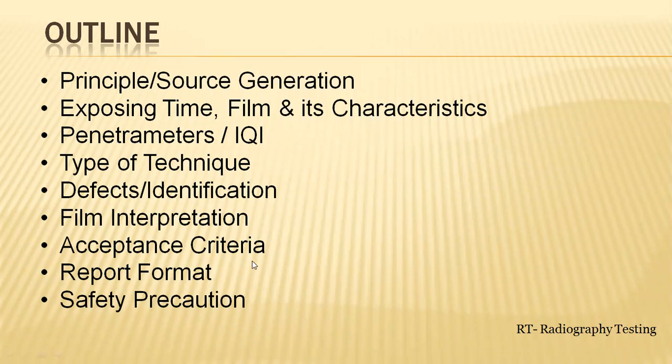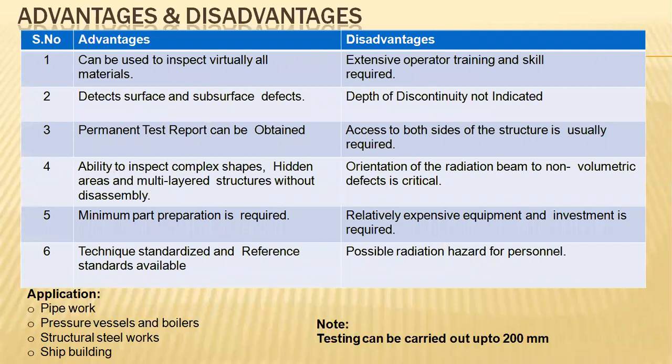Acceptance criteria means the obtained results will be compared with the standard results. So whether the obtained results are within the feasible limitations or not will be verified very clearly. Next one, reporting in the supporting format, and safety precautions. What safety precautions need to be taken to operate under these conditions. Before that, moving on to the actual process, in what type of applications will it be utilized.